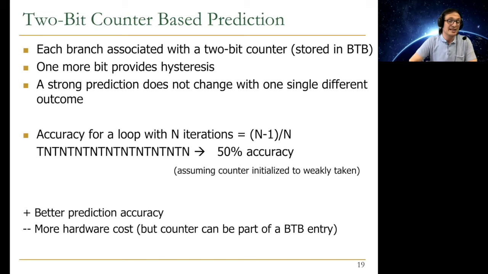Of course, the downside is now we have more hardware costs because we have 2 bits per counter, and we need to have update logic for the counter, right? We need to be careful about how to update it clearly. But the counter can still be part of a BTB entry, as we discussed.